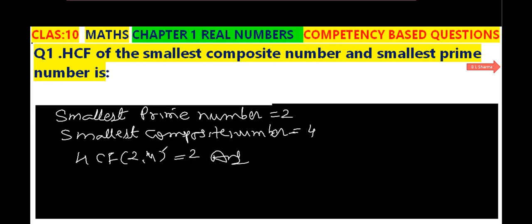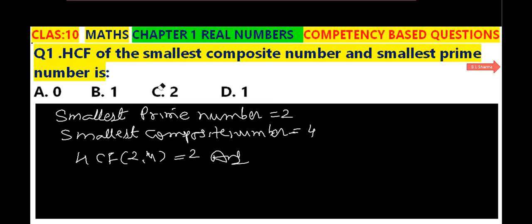So 2 is the answer here, and now we have to check whether our answer is correct or not. तो देखिए यहाँ पे मैं इसको ऑब्जेक्टिव बना देता हूँ. So which is the answer here? So here the answer is 2. So this is the answer of this question.